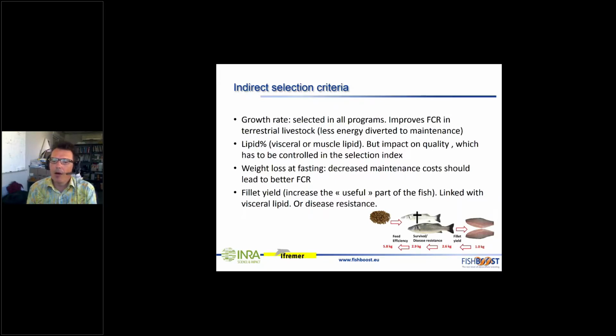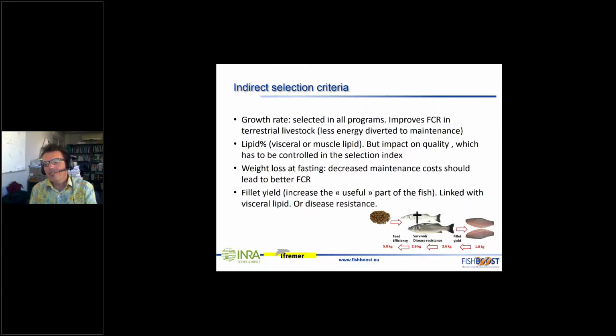And then there are other types of traits we can think of. Weight loss at fasting. When the fish are not eating, the amount of weight they lose is proportional to their maintenance costs. So you could use this to select for better FCR, so lower maintenance. I will go more in details into that later.